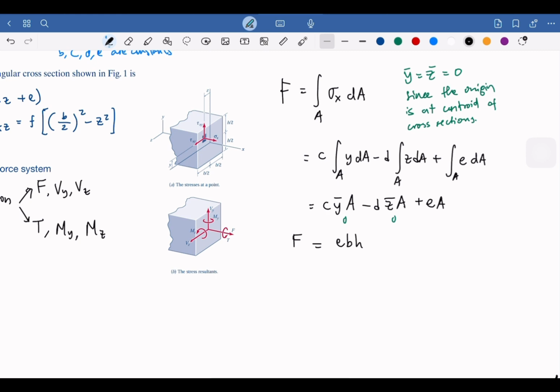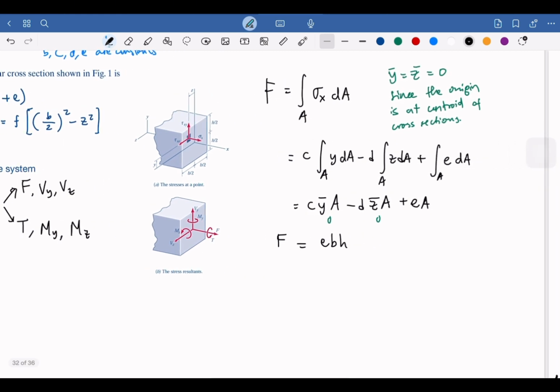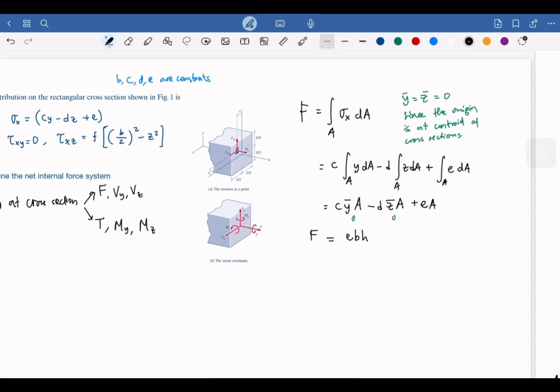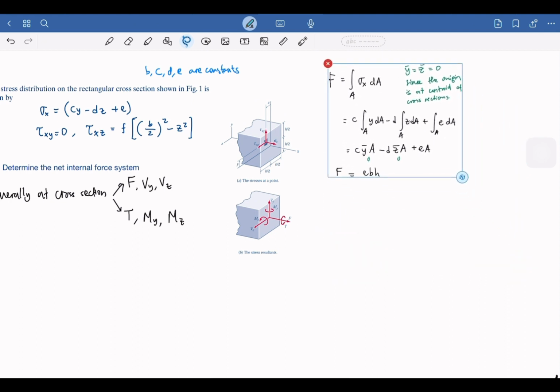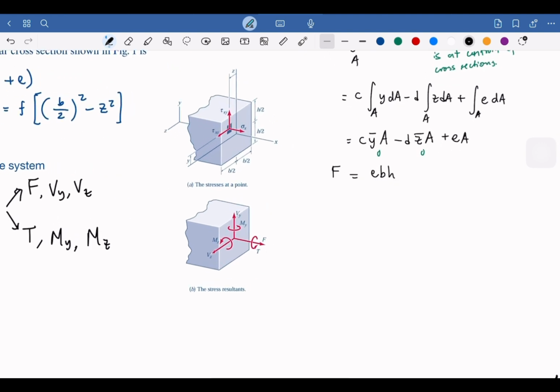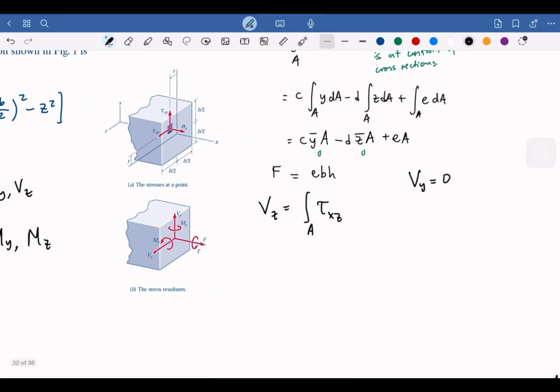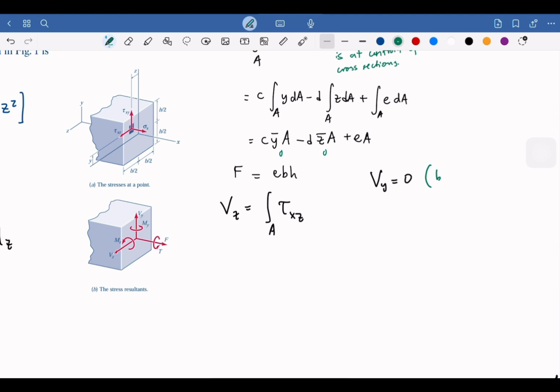Now phi y is 0 because the tau xy is 0. So we only have the phi z. So let's write phi z. Let me write here, make it small. So V z is the integration of tau xz. Let me write here, phi y is 0 because the tau xy is 0.